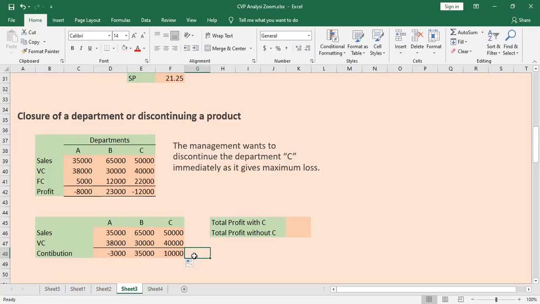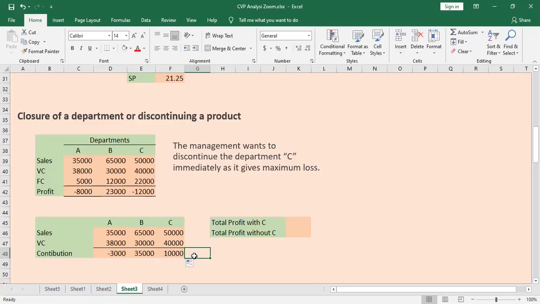Now you can see the problems with the profit. If you make decisions based on the profit, probably you are making a wrong decision, because it is all about fixed cost. As I said, most of the time fixed cost is irrelevant when you are making decisions. So you need to get rid of fixed cost. How are you getting rid of fixed cost? That is by calculating contribution.